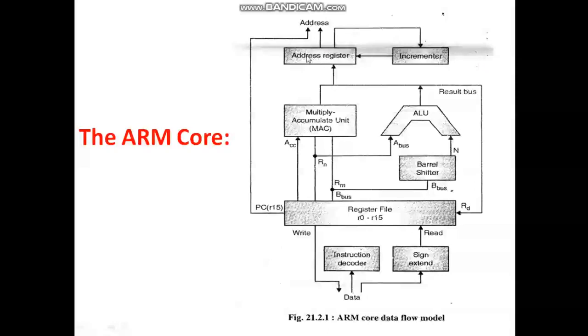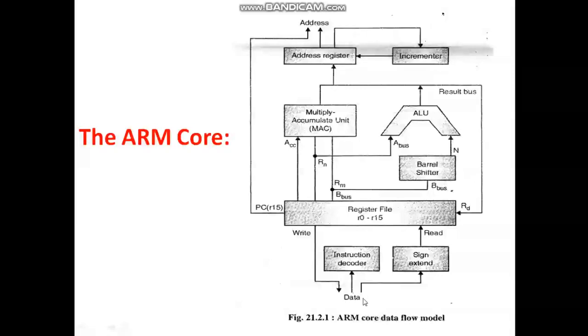In case it supplies the address of an instruction, that instruction is fetched and then it has to supply the address of the next instruction. For that there is an incrementer circuit which increments the content of this address register and puts it back into the register, so that next time it will send the address of the next instruction. That's how this incrementer increments the address in the address register automatically after fetching every instruction.